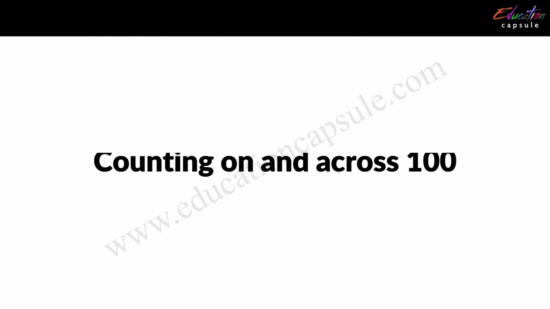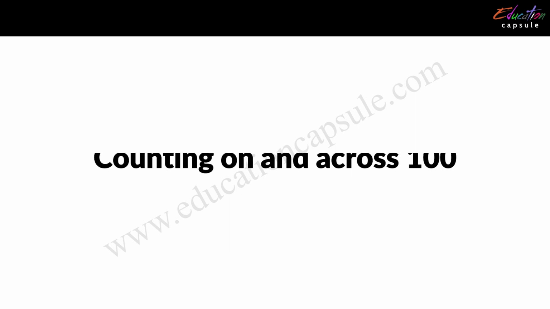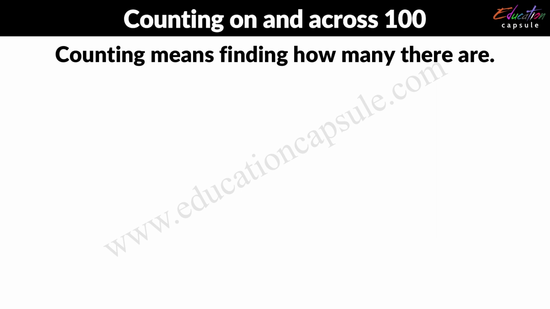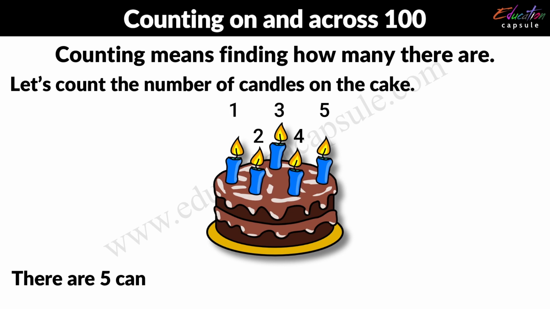Hi, today we are going to learn about counting on and across 100. Counting means finding how many there are. Let's count the number of candles on the cake. There are 5 candles on the cake.